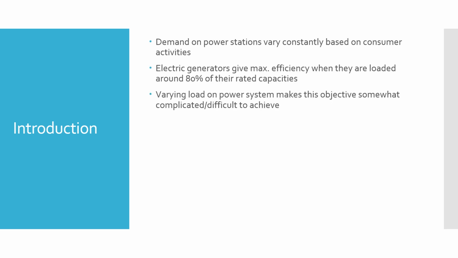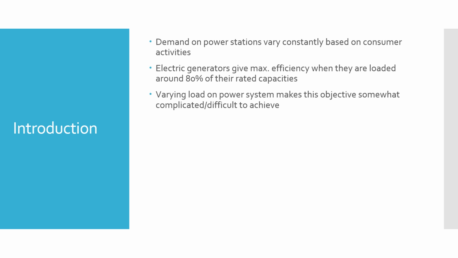It is also a fact that electrical generators give maximum efficiency when they are loaded around 80% of their rated capacity. If the generators working in a power station are loaded to around 80% of their rated capacity, then they give their maximum efficiency. It doesn't mean that we cannot load them beyond 80%, but normally we like to plan the operation time of different generators such that all of them work around 80% of their rated capacity, and hence we can achieve maximum efficiency operation from those generators.